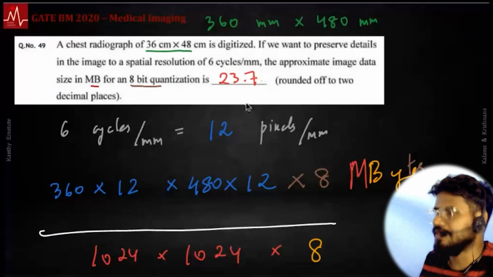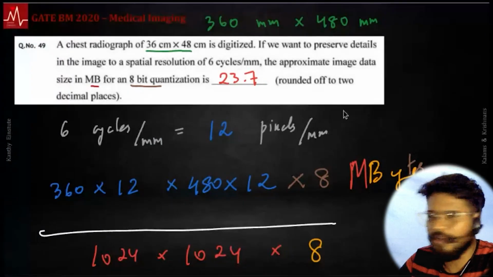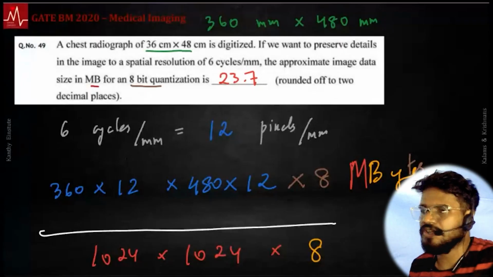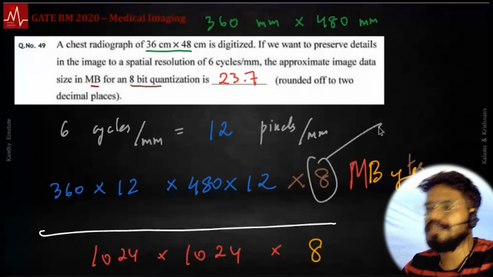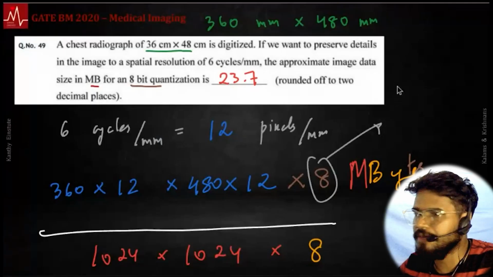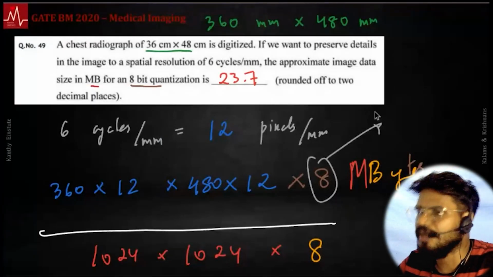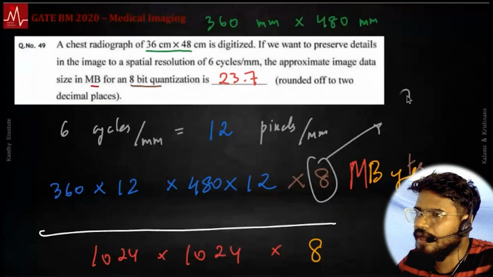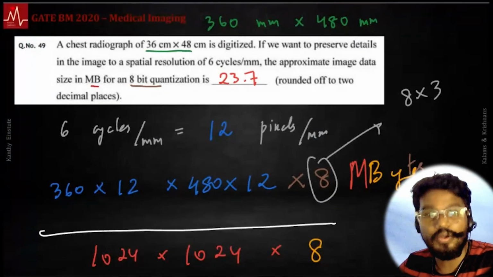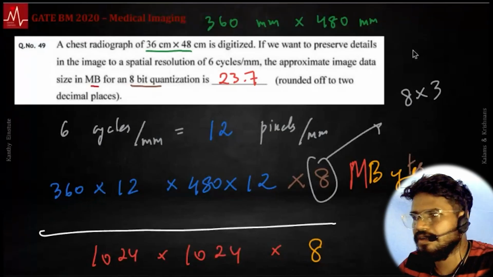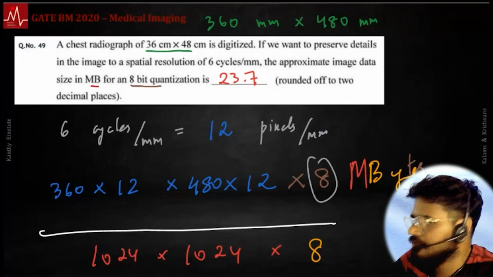This is 23.73 megabytes. Notice this is a single channel image, typically a black and white image. If there are two channels given, this thing will get multiplied. If there are three channels, an RGB color image, that becomes 8 into 3 channels for 24 bits per pixel. But here it's just 8 bits, one channel. So this is the answer.